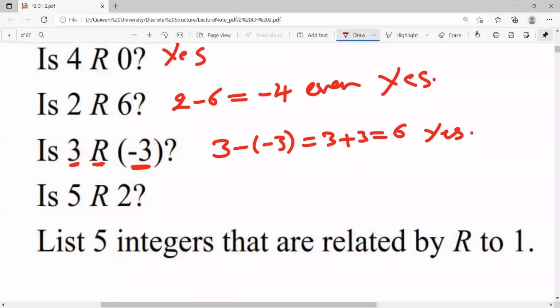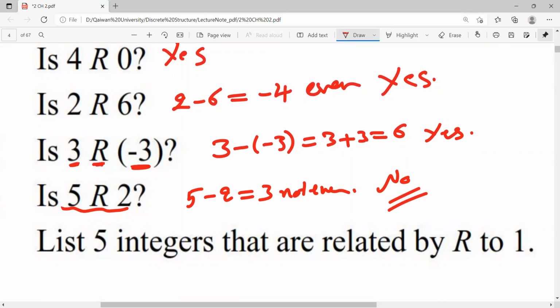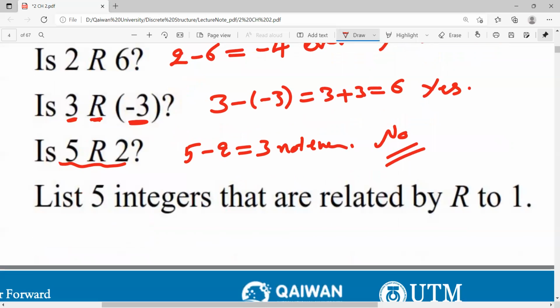How about the last one? Is 5 related to 2? 5 minus 2 equals 3. It's not even. So the answer is no: 5 is not related to 2. And here it says list 5 integers that are related by R to 1. That means, let's say X related to 1. Give 5 different values to X to satisfy this.